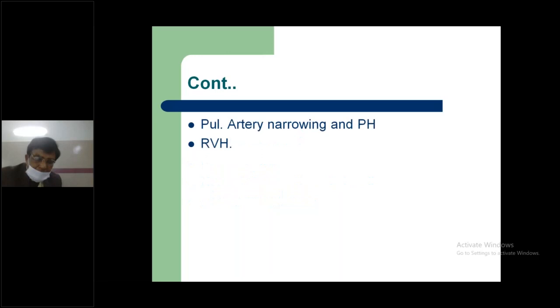Hypoxia occurs. Hypoxia causes dilatation of the systemic arterioles, but it causes constriction of the pulmonary artery. And due to pulmonary artery narrowing, there will be pulmonary hypertension. Ultimately, right ventricular hypertrophy will occur. And that is called cor pulmonale. Chronic bronchitis or emphysema causes right ventricular hypertrophy. It is called cor pulmonale.